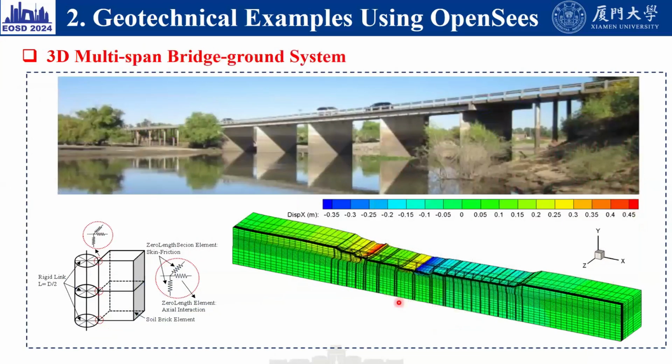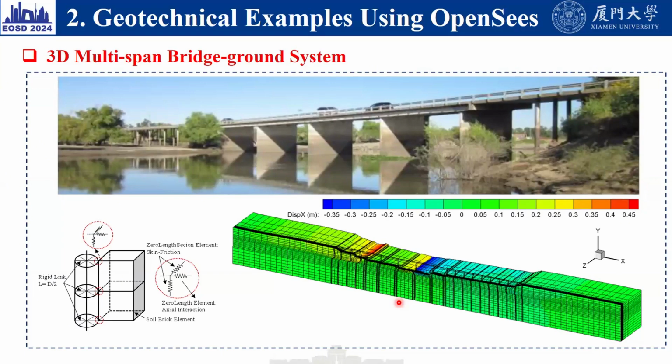So another large scale computation using OpenSees is a 3D multi-span bridge ground system. This is an actual bridge in California. It's an 18-span bridge, so we also create a finite element mesh for this bridge. We use brickUP elements, and we use force-based beam column elements with fiber sections to model the bridge.